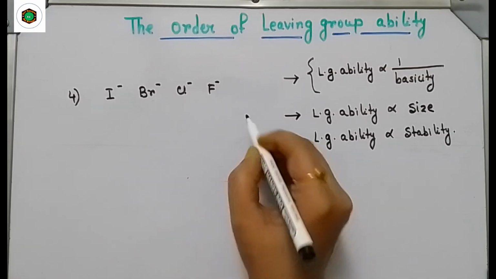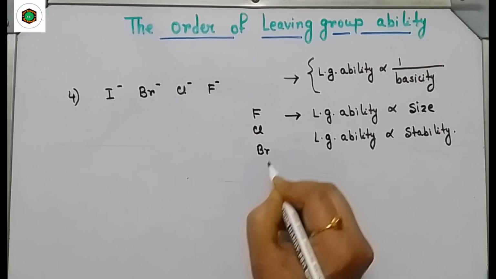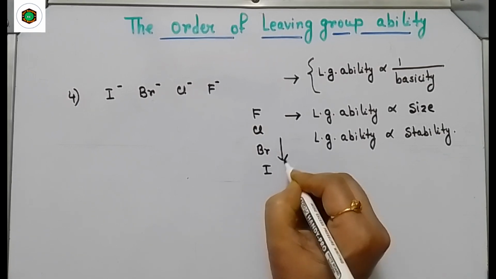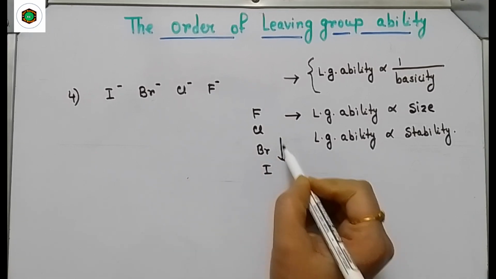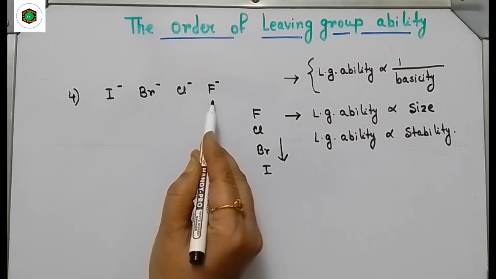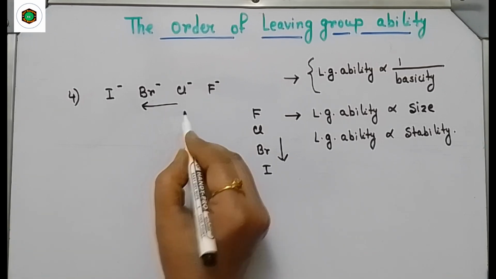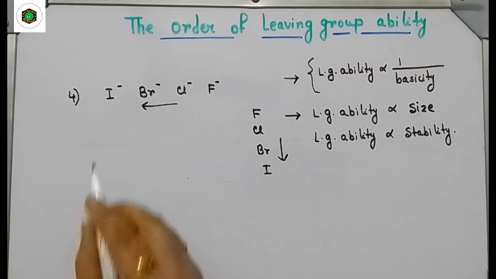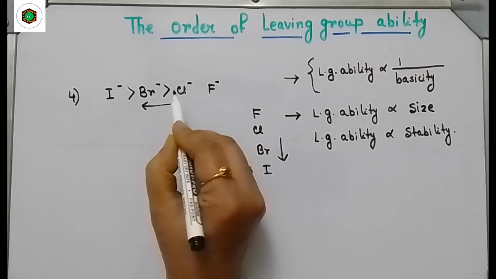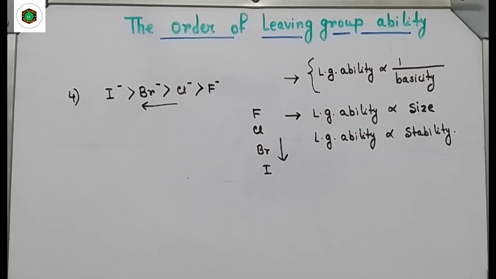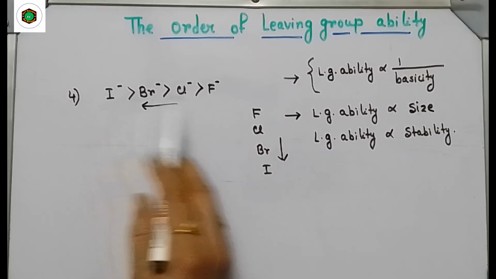These are group 17 elements. So down the group, fluorine, chlorine, bromine, iodine. Down the group size is increasing, and we have seen that since size is increasing, stability is also increasing in this direction. Therefore leaving group ability is also increasing from here to here. Or you can say from iodide to fluoride, leaving group ability is decreasing.